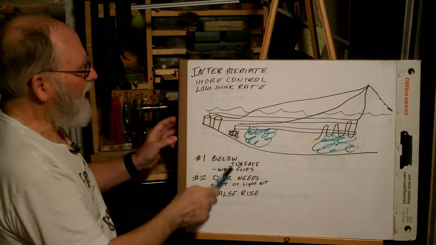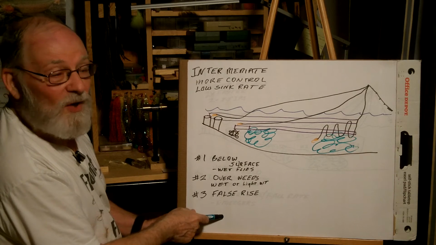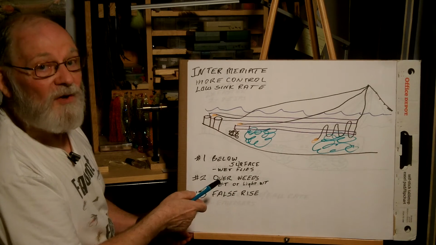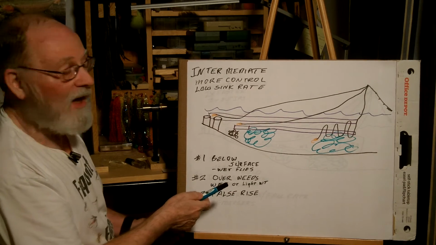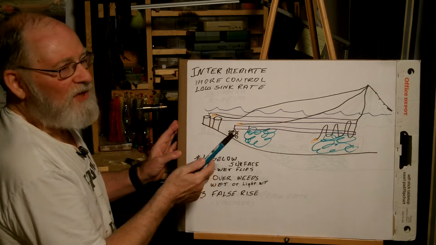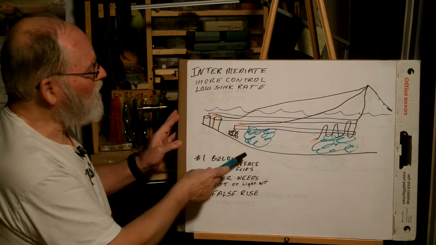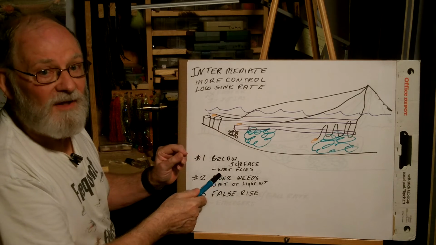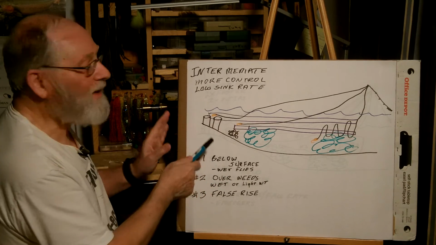So universally, intermediate line would be a good line to start with. It's usually pretty expensive, costs you probably $65. But in some cases during the year, I use this almost 70% of the time, and it's quite effective.